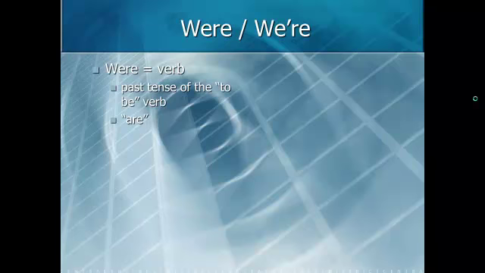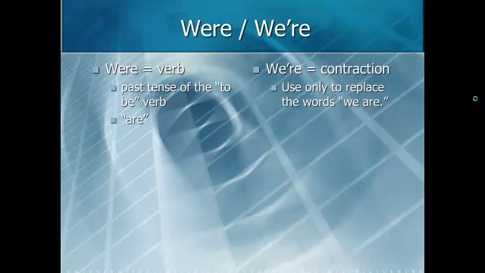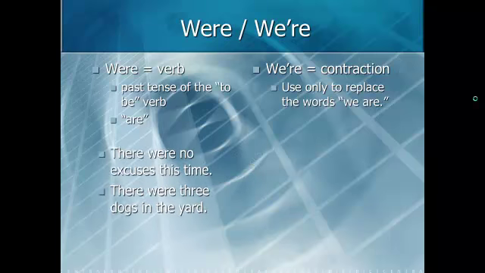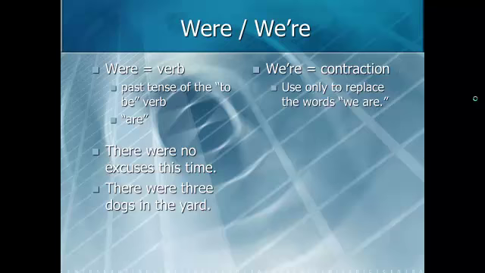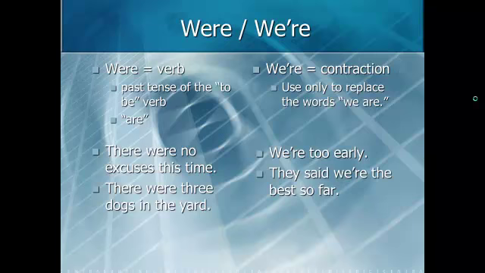Were and we're. Well, the word were is usually a verb, the past tense of the to be verb, such as are. We'll explain that more when we show the sentences. W-E apostrophe R-E is a contraction, and once again it's used only to replace the words we are. So, there were no excuses this time. That's the past tense of the word are. There are no excuses in front of us now, and later when I refer to it, there were no excuses. There were 3 dogs in the yard. That's the past tense of there are 3 dogs in the yard.